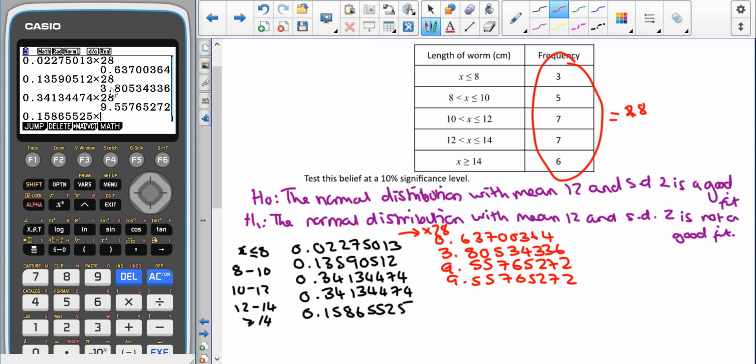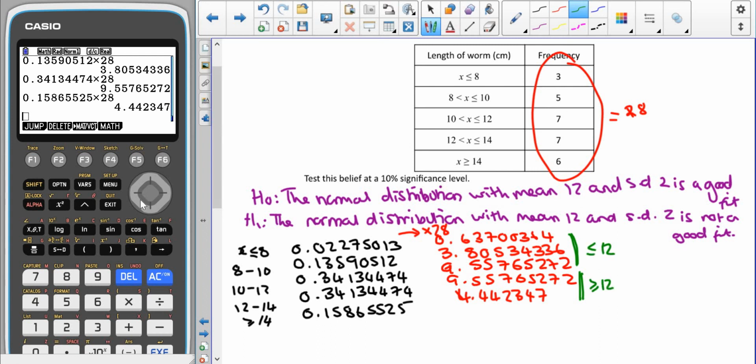And then lastly, we've got 0.15865525 times 28, which gives us 4.442347. So we're going to have to do some pooling here. We're going to have to pool together these first three groups here and the last two groups here. So this first category here is going to change to being less than or equal to 12, and this one here is going to change to being greater than or equal to 12.